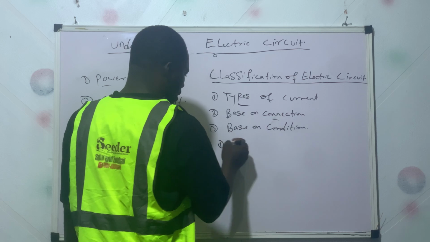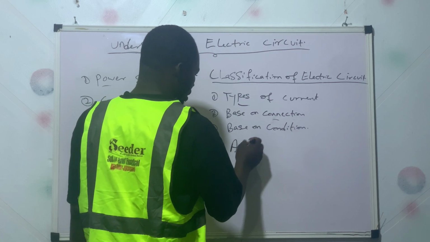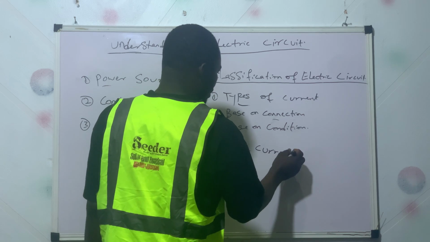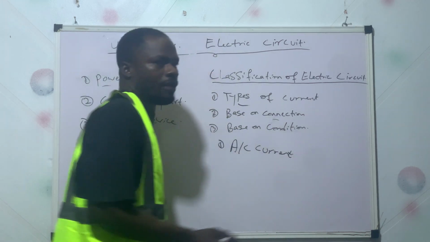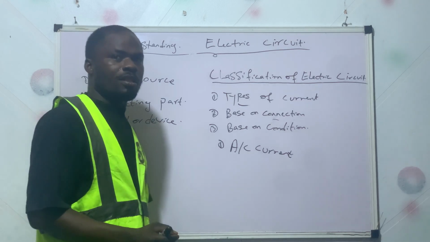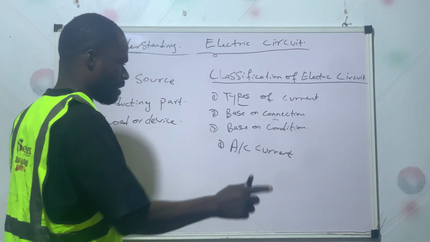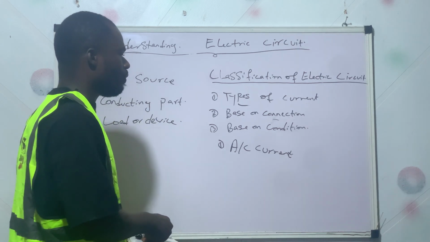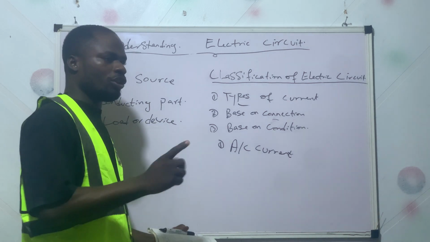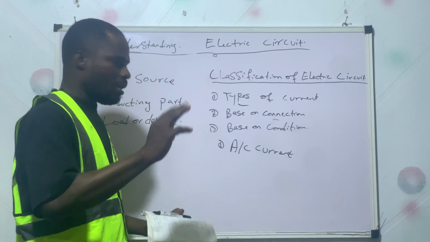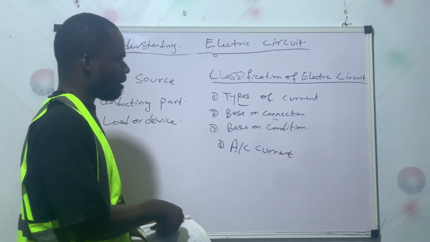Number one is AC current. Your AC current can be defined as a type of current that does not move in a straight path. It is the type of current that changes path. It moves front and back. It does not have a particular direction. That is your AC current.